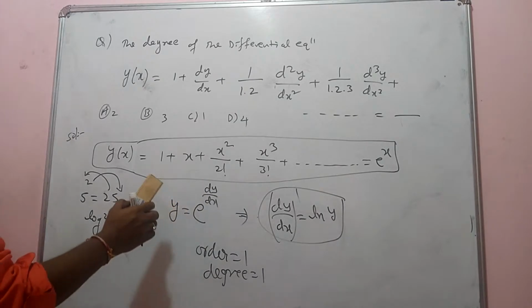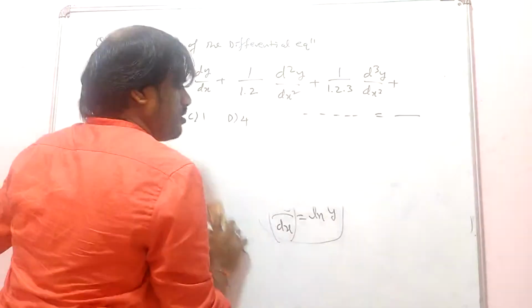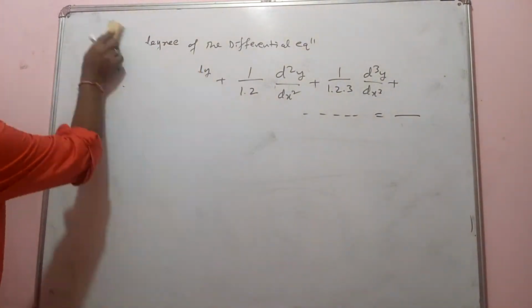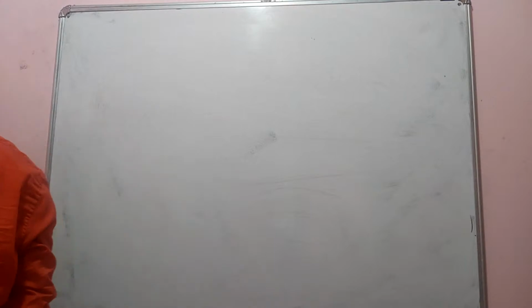This I will explain at a slow level. Slowly, we will go to the tough level. Okay. So this is how to identify the degree and the order of a differential equation. We are discussing this chapter in detail. Don't worry. So let us move on to the next question.